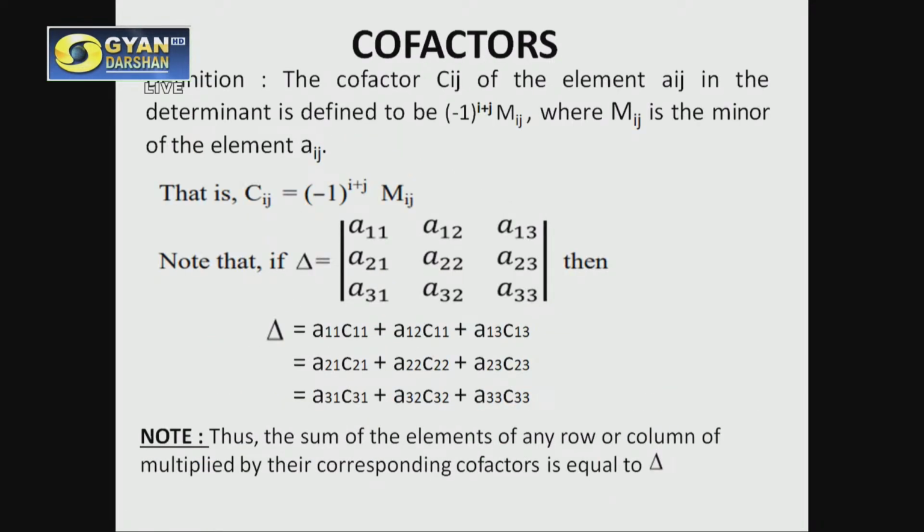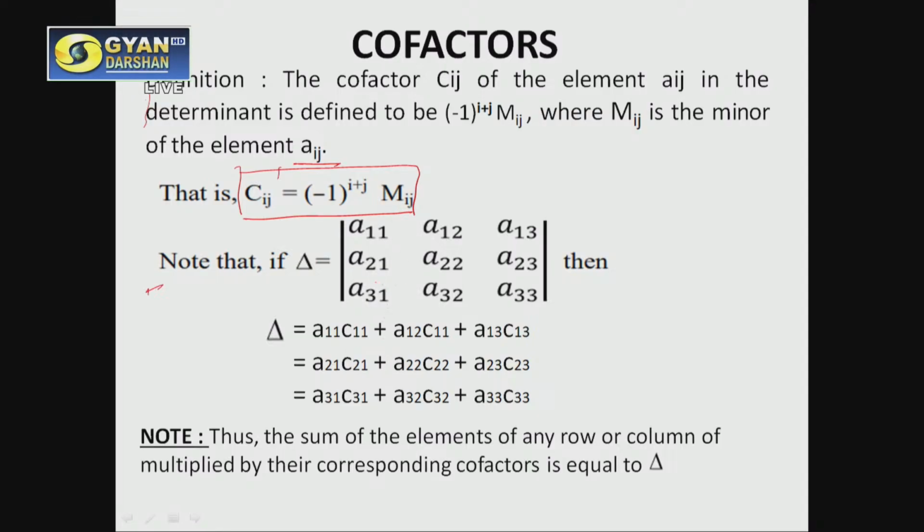In order to handle this problem, there is a concept called cofactors. So firstly we need to understand what are cofactors. The definition says that the cofactor Cij of the element Aij in the determinant is defined to be minus 1 to the power i plus j Mij, where Mij is the minor of the element Aij. So this is the fundamental formula which relates to the calculation of cofactors from the minor. That is, Cij is equal to minus 1 to the power i plus j into Mij.